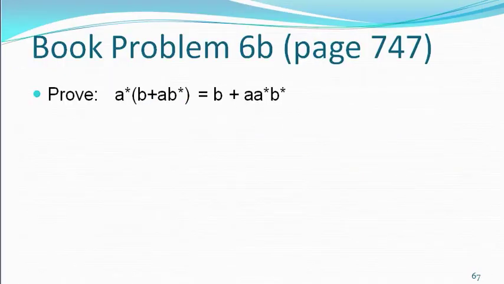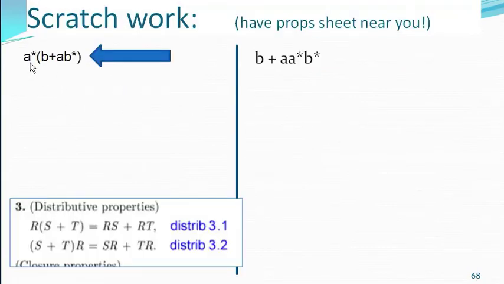So here's another proof from the book. I want to prove that this is equal to this, right? And so, of course, we start by getting some scrap paper and just doing some scratch work. So I put one equation on the left-hand side, one equation on the right-hand side. I have my properties of regular expression sheet near me so that I can do this. And as I said before, I like to just distribute stuff out if I can. So I look at this and I say, ooh, look, I can multiply it out, which really means in this case, use distributive 3.1, right?